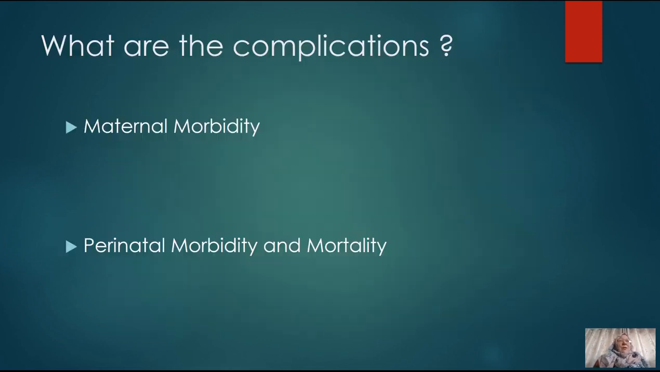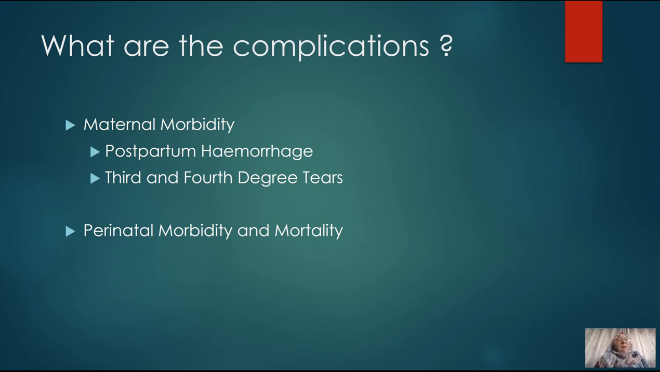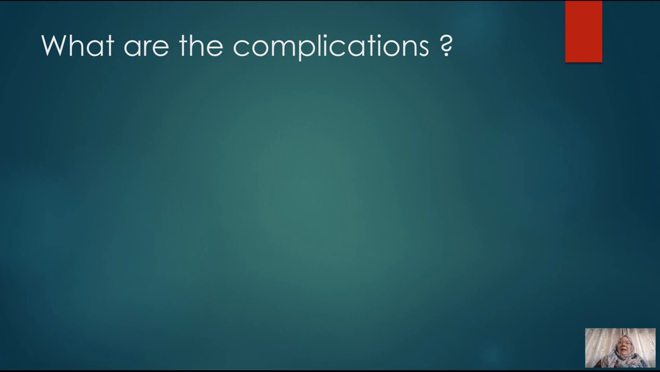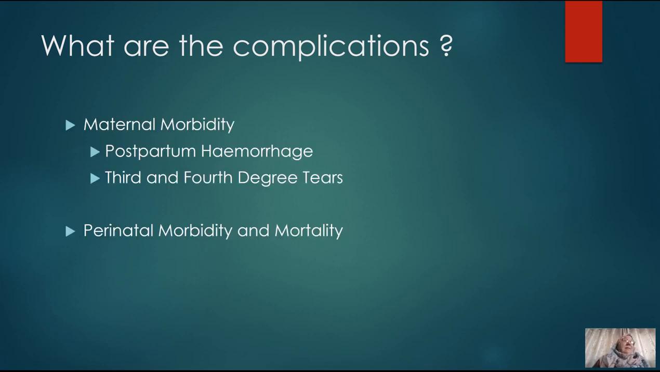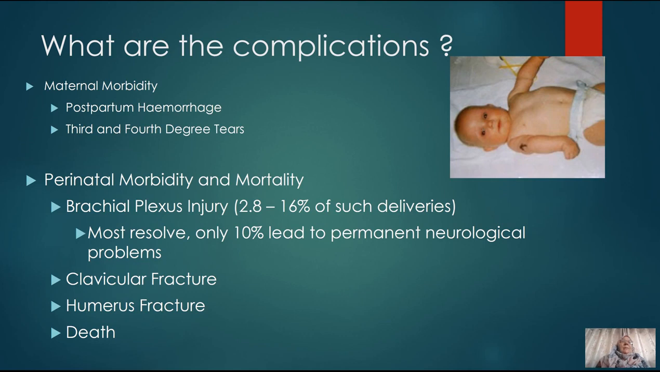What are the possible complications of shoulder dystocia? We have, first of all, maternal morbidity, and also perinatal morbidity and mortality. Maternal morbidity includes typically postpartum hemorrhage, as well as 3rd and 4th degree tears, so genital tract trauma. And the genital tract trauma is not necessarily due to the size of the baby, but it is due to the maneuvers that are done.